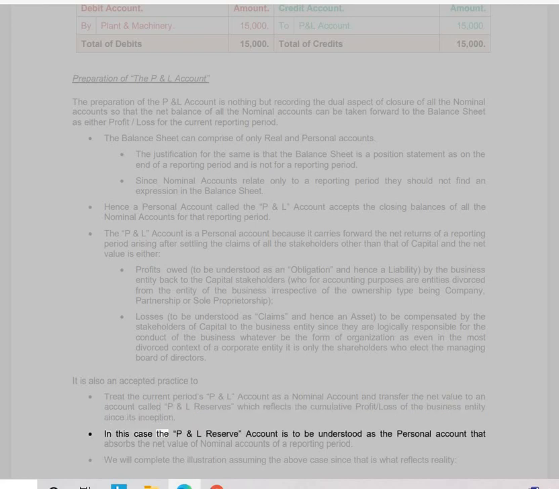In this case the P&L reserve account is to be understood as the personal account that absorbs the net value of nominal accounts of a reporting period. We will complete the illustration assuming the above case, since that is what reflects reality.